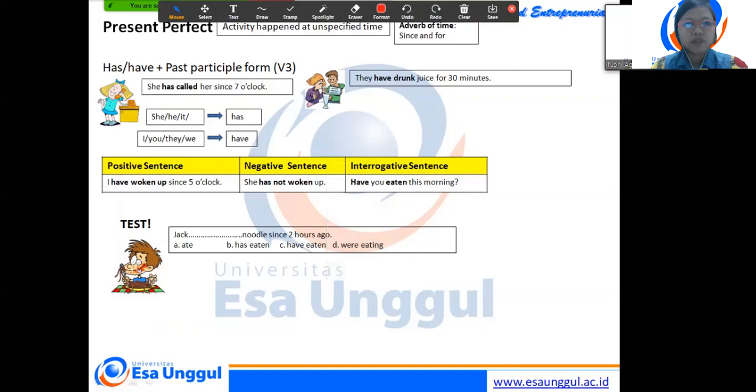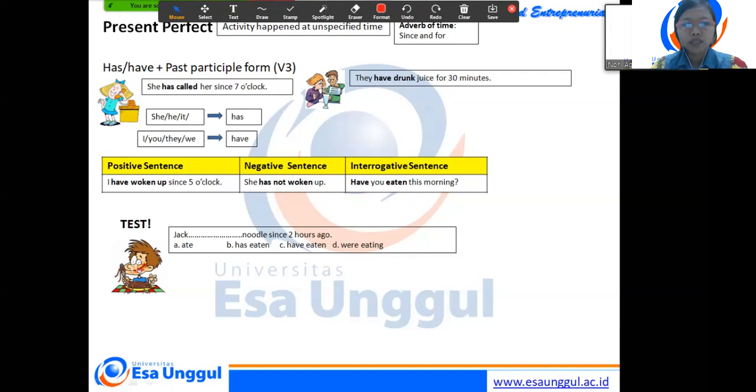Next, present perfect. You can use present perfect if you want to tell the activity or the event that happens at the unspecified time. For example, you learn English from kindergarten. Now you are still learning English and you don't know when you will finish learning English. So you can say present perfect. The adverb of time you can use since and for.